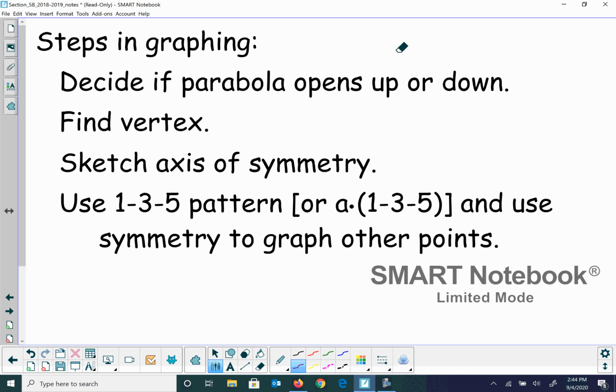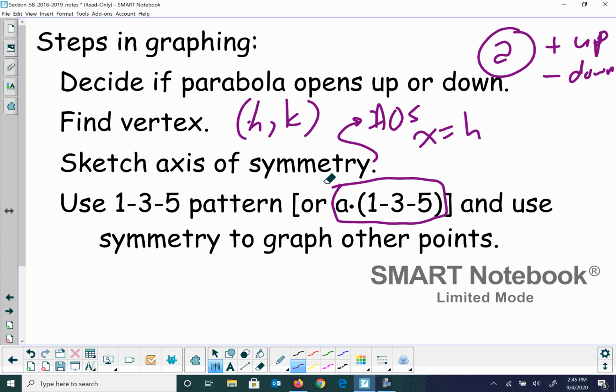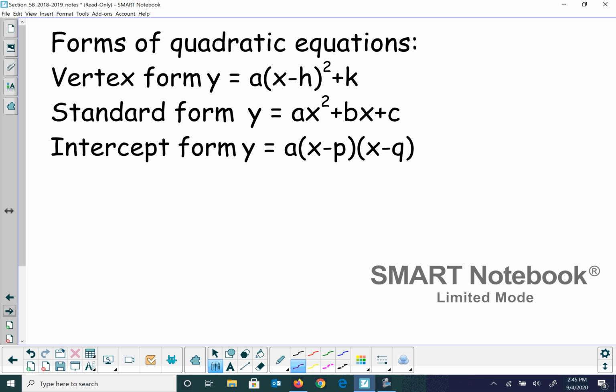So take a look if it opens up or down. That's if the a value is positive, up. If the a value is negative, down. Find the vertex. The vertex is usually the letters you use are h, k. The axis of symmetry, so AOS, which is this, is x equals the h value of the vertex. And then the pattern graph works as a times 1, 3, 5. And we're going to work more with that as we progress through this. Please ask questions if you have it.